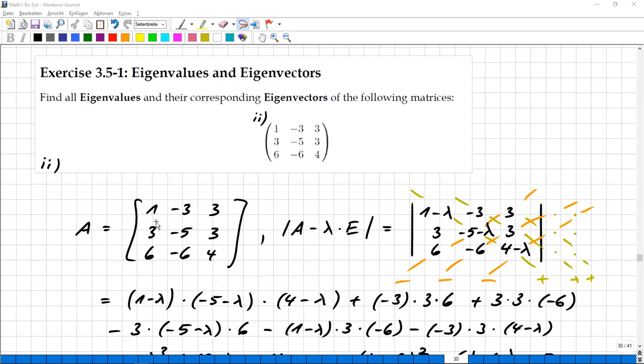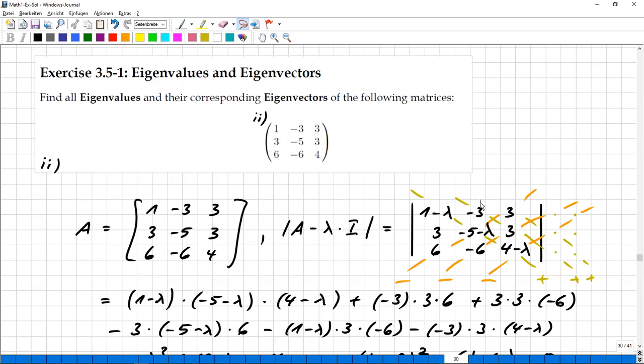So I write it down again. This is our matrix. And then we just use the same method as before. So determinant of A minus lambda times the unit matrix. As always, the result of this operation is just to subtract lambda on the full diagonal, so on every diagonal element. That's all. Okay, see, minus lambda, minus lambda, minus lambda.